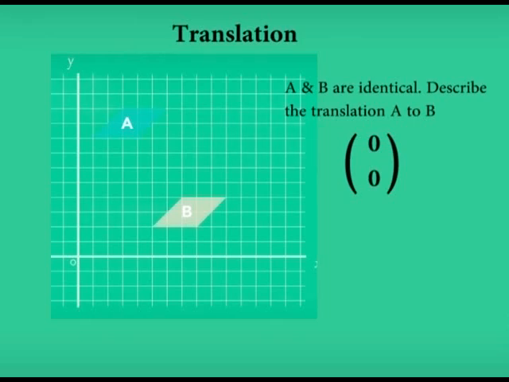Recall that right is positive and left is negative. Then up is positive and down is negative. In this case, on the x-axis, we moved plus 4 places. And along the y-axis, we move minus 6 places. The translation vector will be (4, -6).